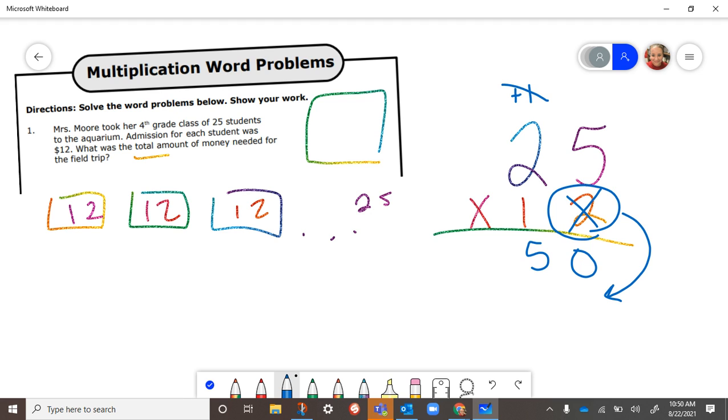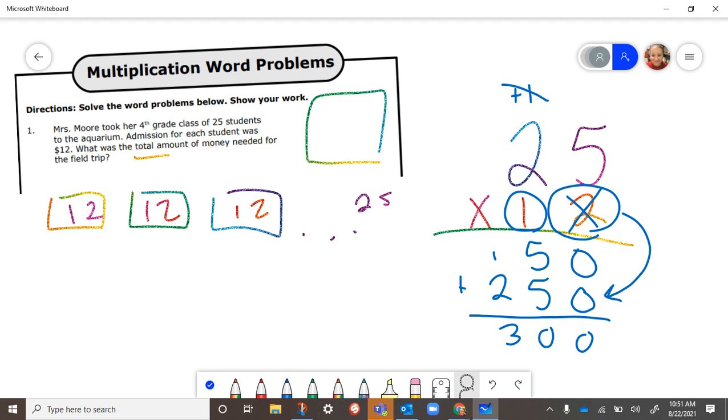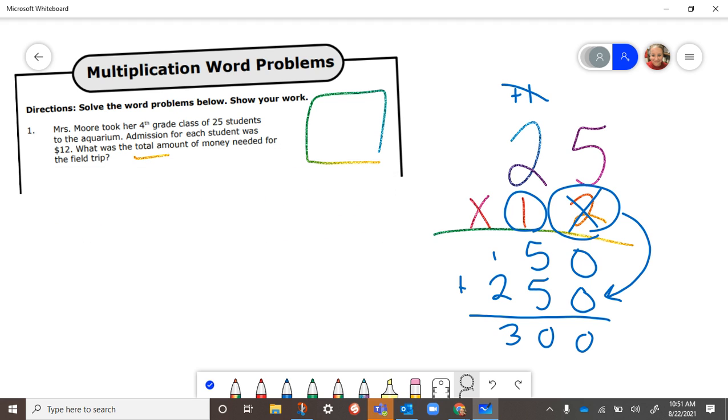I'm going to take that circle, make it a placeholder 0 right underneath, because now I'm moving to the tens place. I'm going to take the tens place and I'm going to multiply it by everything on top. So 1 times 5 is 5. 1 times 2 is 2. I'm going to add those up. 0 and 0, 0. 5 and 5 is 10. And 3. So 300.